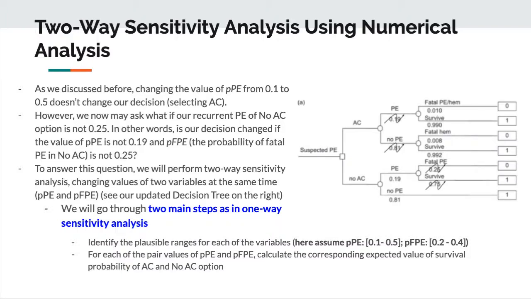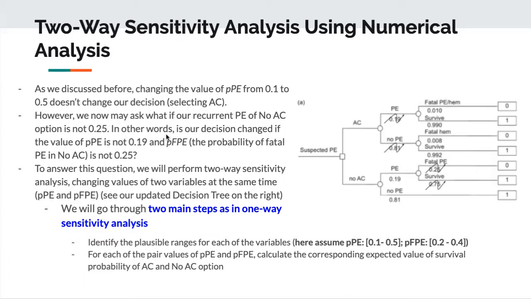Right, so next we talk about two-way sensitivity analysis using numerical analysis. As we discussed before, changing the value of PPE from 0.1 to 0.5 doesn't change our decision. So our final recommendation for treatment is still using the AC option. However, now we may ask, what if our recurrent PE of the no AC option is not 0.25?